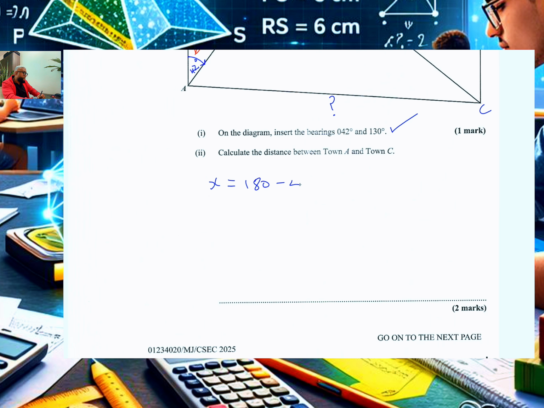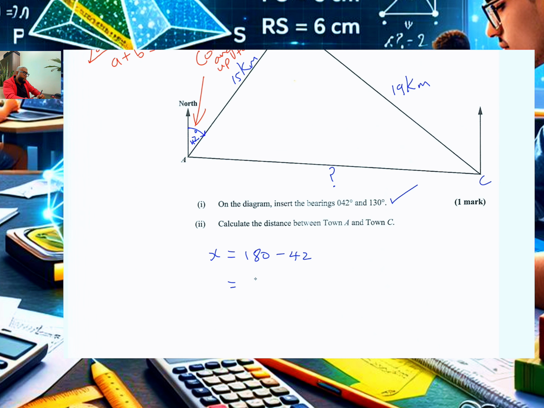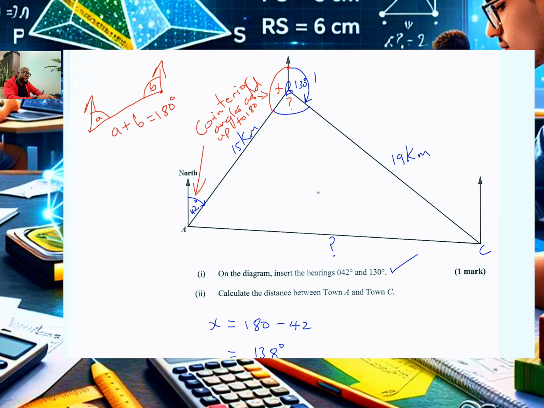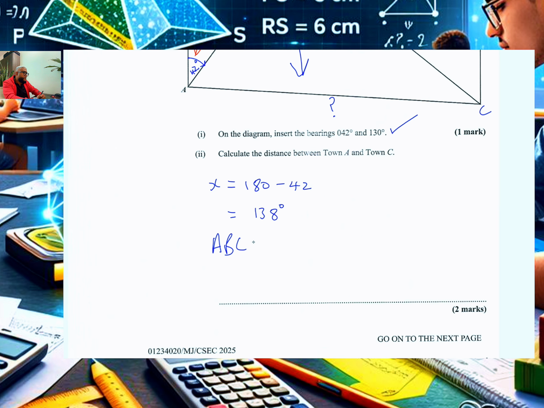180 minus 42, because the two angles add up to 180 degrees, gives 138 degrees. We then need to proceed to find the angle that is in the triangle. That is the only way we could find the side which is opposite to this angle. It will be angle ABC, and a complete revolution would be 360 degrees. So 360 minus 138 plus 130.